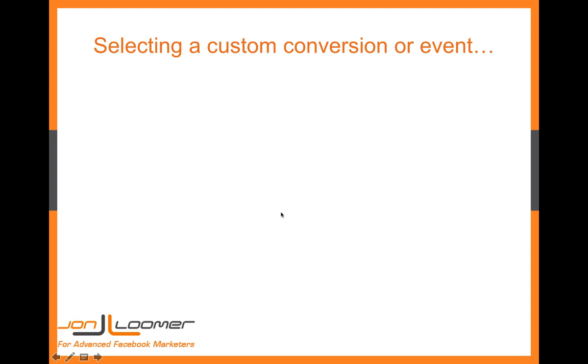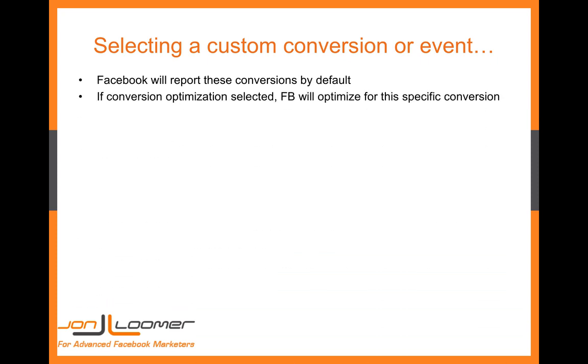So you're selecting a custom conversion or event in that case, just to be very, very clear. That's what I was choosing from. So Facebook's going to then report those conversions by default in your Facebook ad reports. Didn't used to be that way, by the way, but it is now that when you select it, that's what they're going to report. And if you do have Facebook optimized for conversions, Facebook will optimize for that specific conversion. So in my case, they're going to optimize for people most likely to sign up for my PHC Basic community.